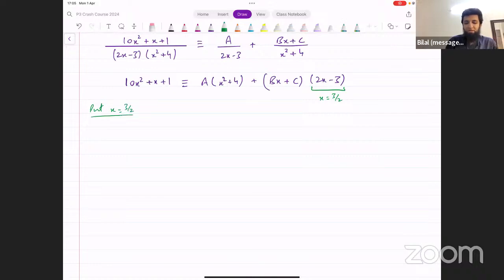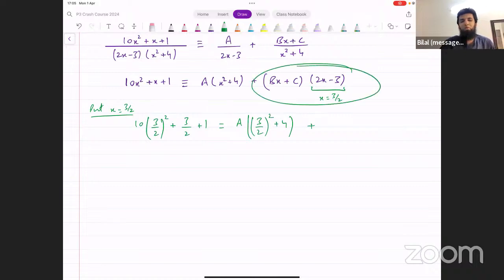Now on the left side, that gives me 10 into 3 over 2 whole squared plus 3 over 2 plus 1. On the right side, you have a into 3 over 2 whole squared plus 4. Now, this whole thing is going to become 0, right? When x equals 3 over 2, that whole term gets eliminated, and we can find the value of a from this. Okay, so that's giving me 10 into 9 divided by 4 plus 3 divided by 2 plus 1. On the left side, I'm getting 25.